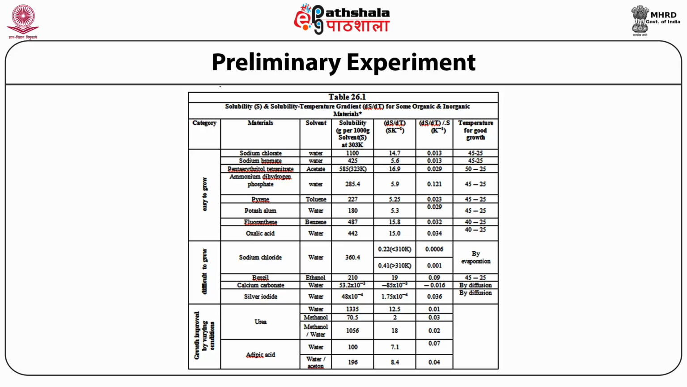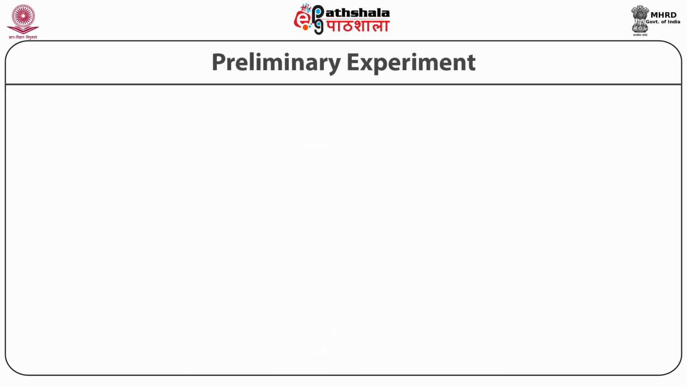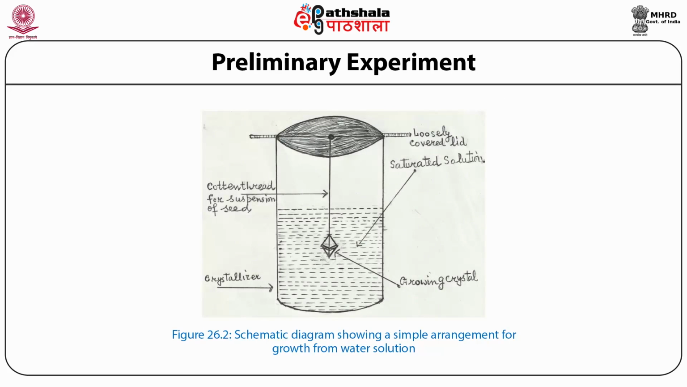Then the list of solvents is provided. The solubility, gram per 1000 gram of solvent at 303 K, is provided. dS/dT is provided. dS/dT by S is given. Temperature for good growth is also given and compiled in table 26.1 for some materials. Figure 26.2 is a schematic diagram showing a simple arrangement for growth from water solution.